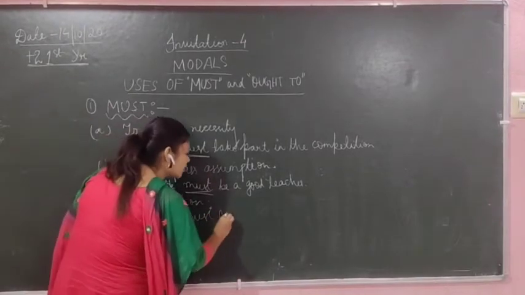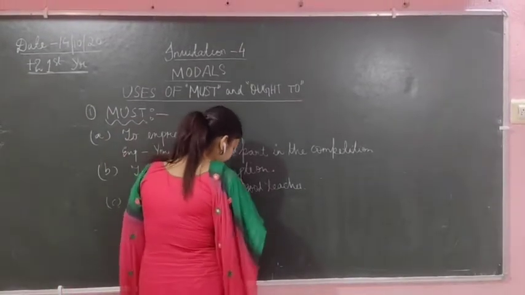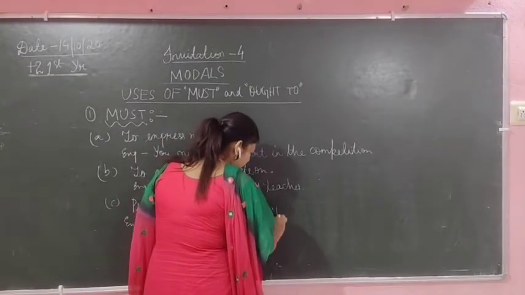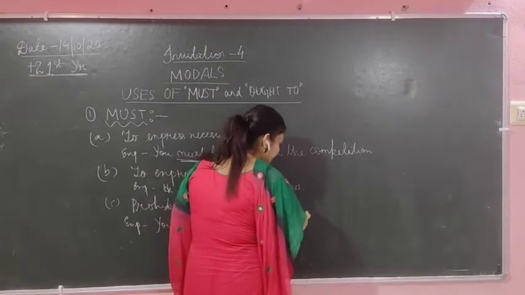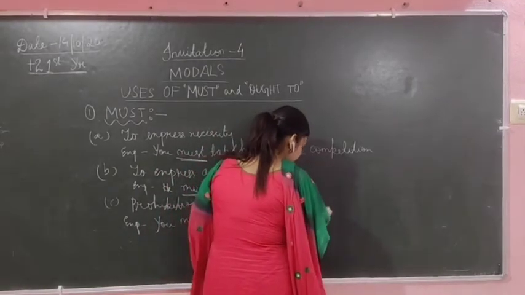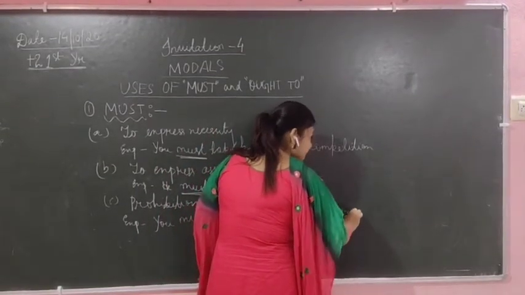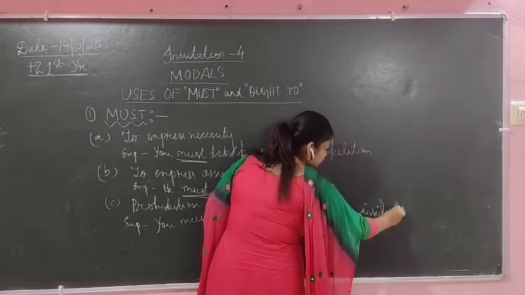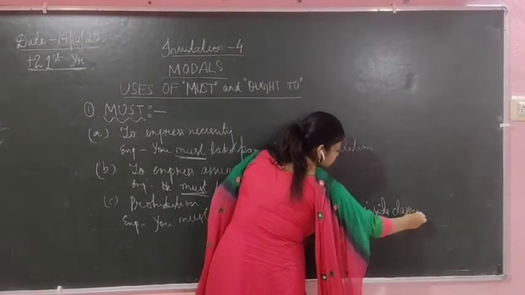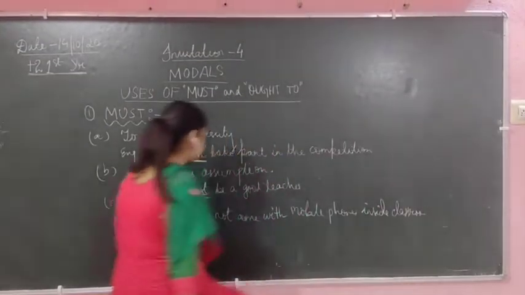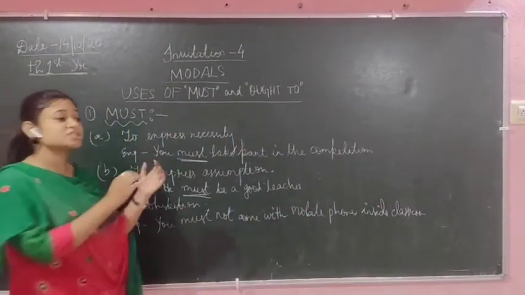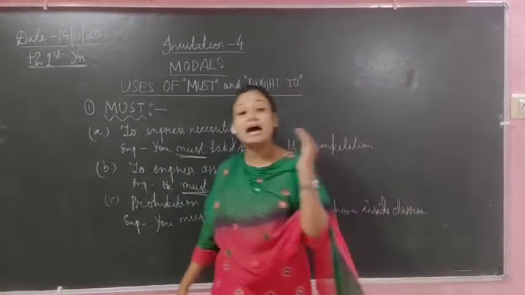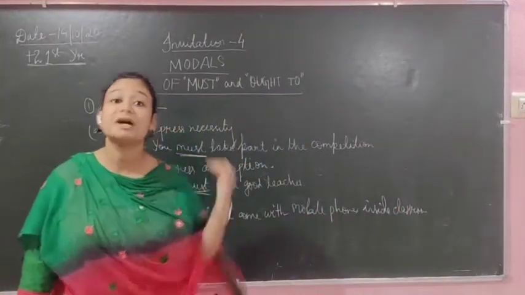You must not come with mobile phones inside classrooms. Okay, so when it comes to prohibition, then it means you are prohibited to do something. In that case, we generally use the must modal.